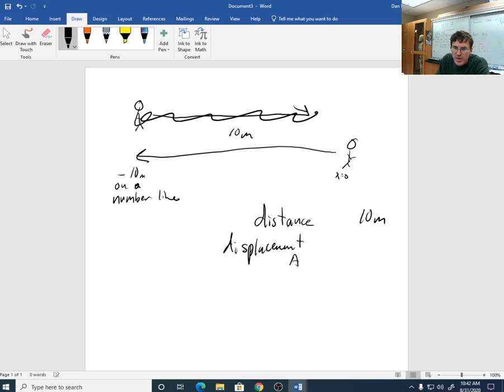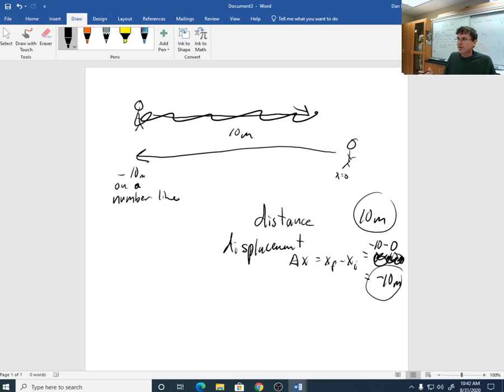Displacement is delta x, which is x final minus x initial. Oh, sorry, negative 10 is our final position minus 0. Negative 10 meters is the displacement, so negative 10 and 10. You can more easily see that they're different. The negative sign denotes the direction. So this means you are 10 meters to the left of your starting position.